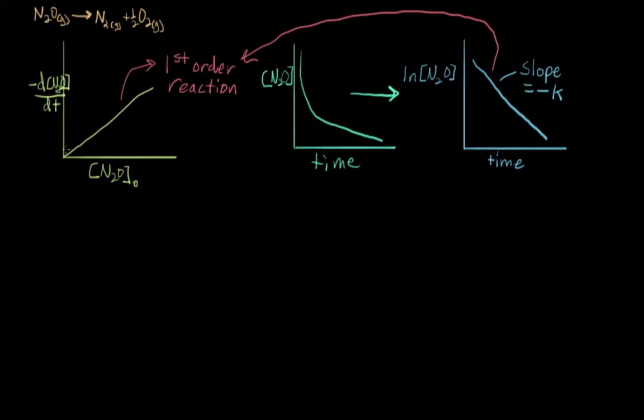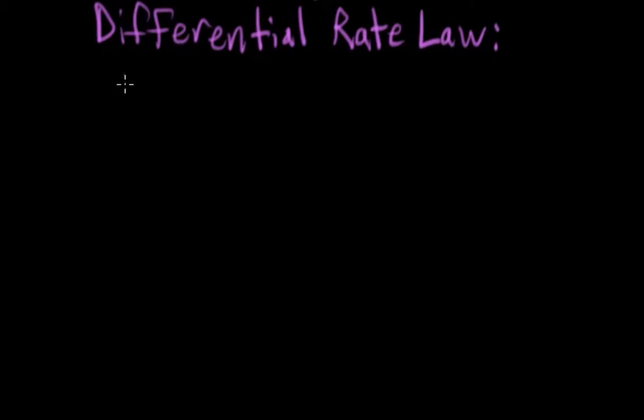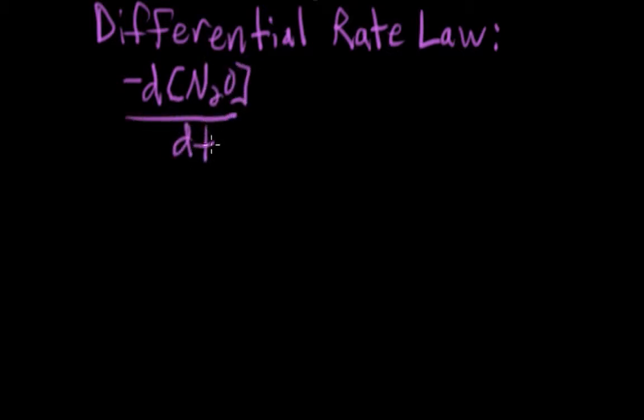So now that we know that this is a first order reaction, we can write some of the rate laws associated with this. The first is our differential rate law. Our differential rate law says that our rate, negative d[N2O]/dt, again this is how we write the rate of consumption of N2O in this case, or just the rate of the reaction, is equal to k, the reaction constant, times the concentration of N2O gas to the first power.